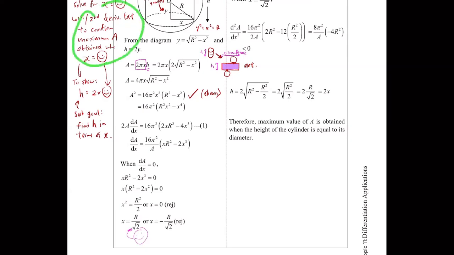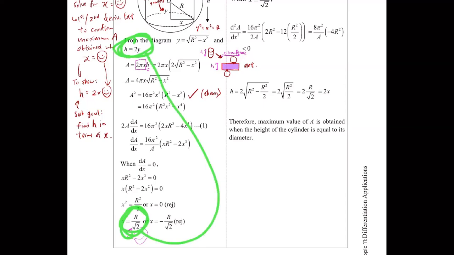Sub back in, and then you have to show that h is 2 times of happy face. H is 2y. You got x is this guy. How do you? But you cannot sub in directly. You can't sub in directly, right? Because it's in terms of y. So what do we do?